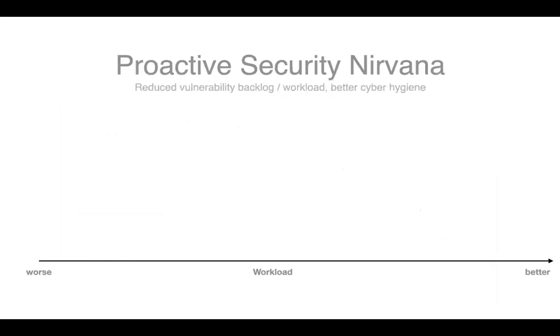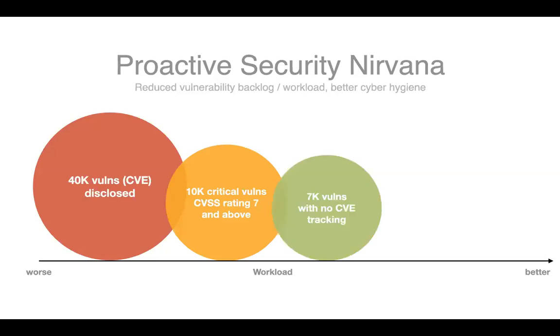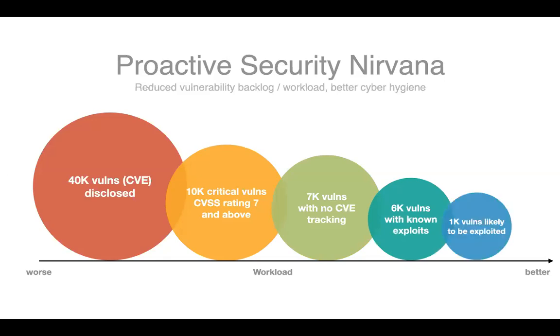Okay, so we like to name this proactive security Nirvana, and it's a spectrum, right? It goes from the 40,000 that are disclosed to the 10,000 that are 7 or above, the 7,000 with no tracking, the 6,000 with known exploits, and then the 1,000 that are likely to be exploited. When you have this information, it allows you to work backward. So instead of working from the 40,000 and working your way right on this chart, you can start at the 1,000 and work your way left on this chart.